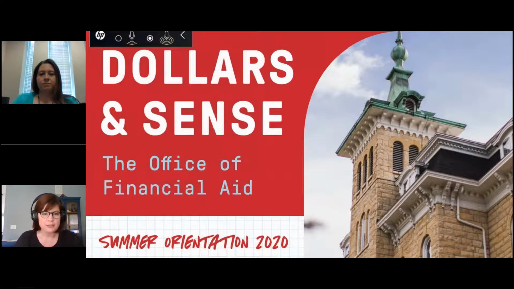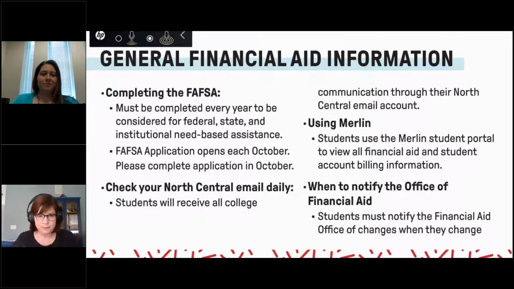To keep our two offices straight in your mind, the Office of Financial Aid deals with any money being placed on your account, and student accounts deals with any money you are paying to the institution. I know that there's sometimes confusion between which office is doing which function, but anything going on your account, scholarships, grants, loans, that is handled through financial aid. Any payments, 529 plans, anything like that is all handled through the student accounts office. And with that, we'll get started with the slides.